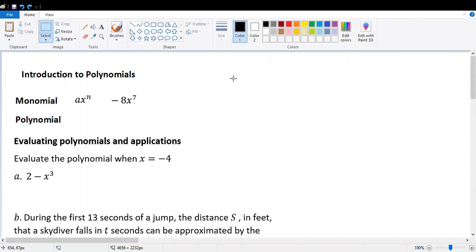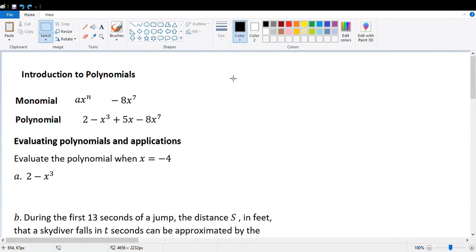Okay, then let's check this example: 2 minus x cubed plus 5x minus 8x to the 7th power. That is an example of a polynomial. As you can see, a polynomial is formed by one or many monomials.